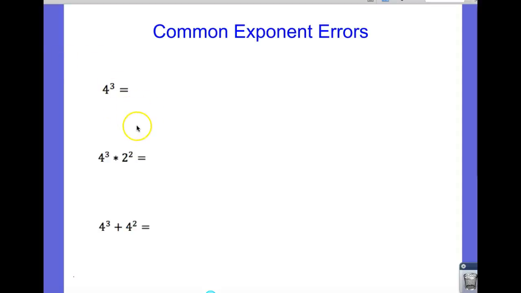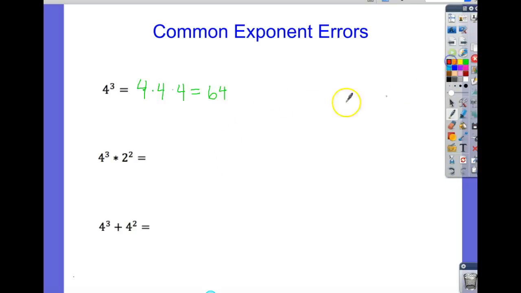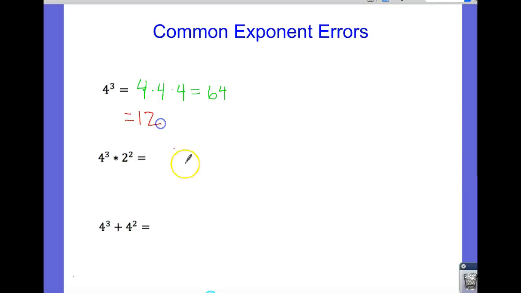Okay, real quickly, we're going to talk about some common exponent errors and what causes them and why they're incorrect. So first off, let's look at 4 to the third power. That, of course, means 4 times 4 times 4, which is 4 times 4 is 16 times 4 is 64. A common error that happens is people will say this is 12.